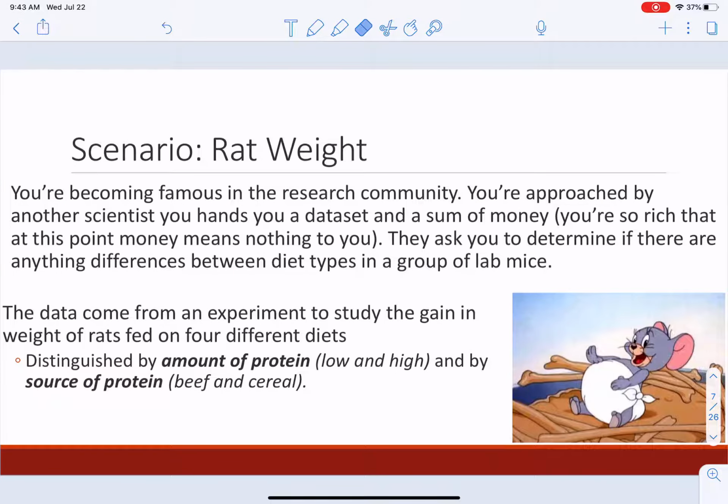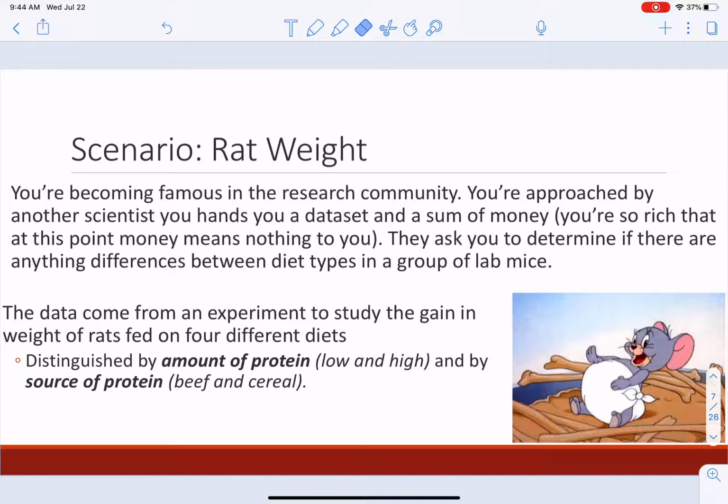Okay, so you're becoming super famous. You're making a ton of money as a bona fide statistician. You've done t-tests, and everyone knows how famous you are, right? Okay, and then somebody comes up to you and says, okay, I have this research study where I've got 40 rats, and I've got 4 different types of diets that I've put them on, and I want to see which diets are different from each other, which diets are statistically significantly different from one another, right?